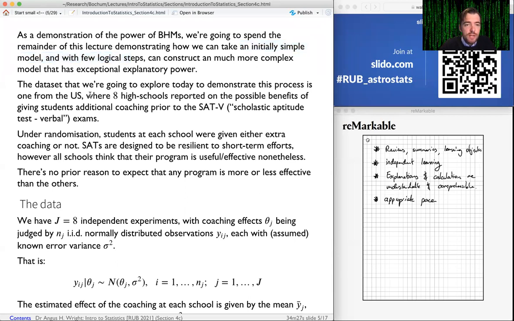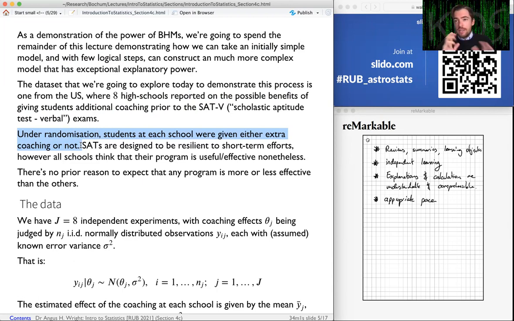The first data set we're going to look at is a data set from the US, of 8 high schools reporting their performance on what's called the SAT-V exams, the Scholastic Aptitude Test verbal exams. Now, under the assumption that all schools are independent, we can randomize students and randomly assign them additional tutoring, and see whether that additional tutoring is beneficial or not.